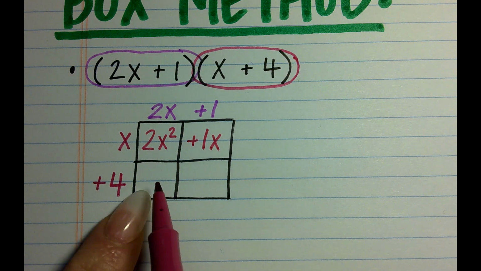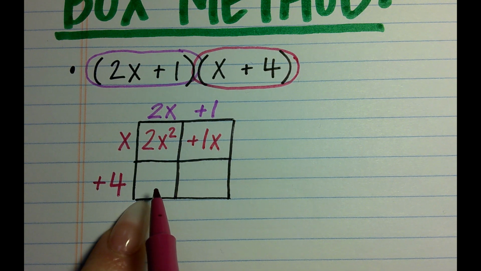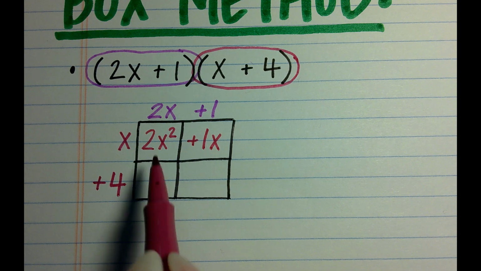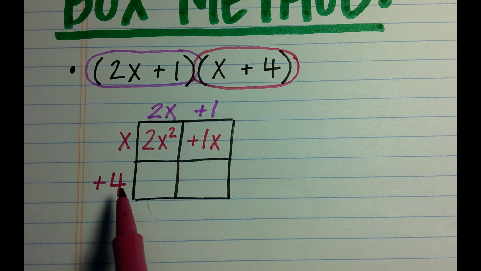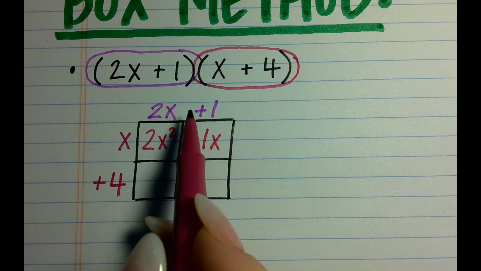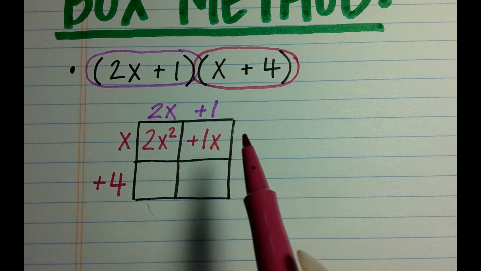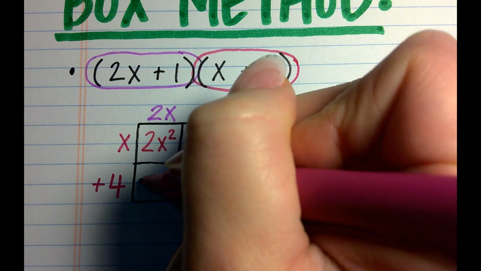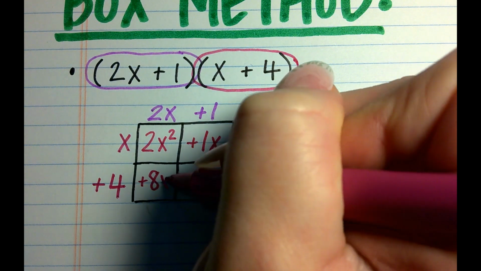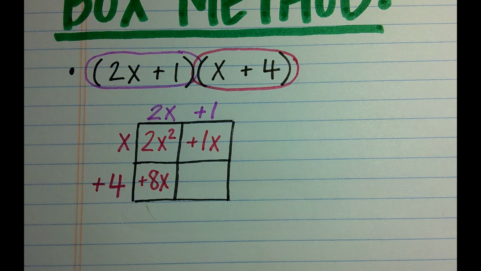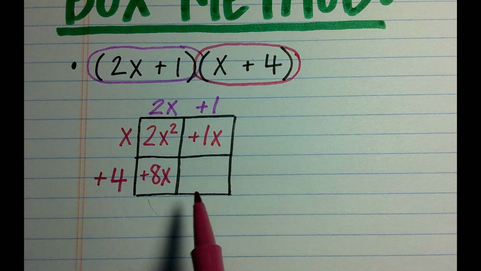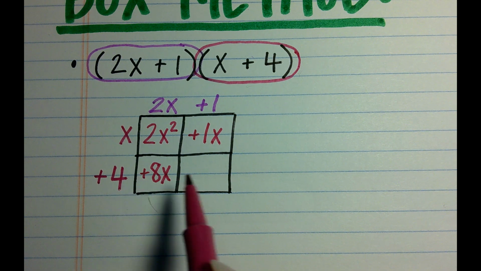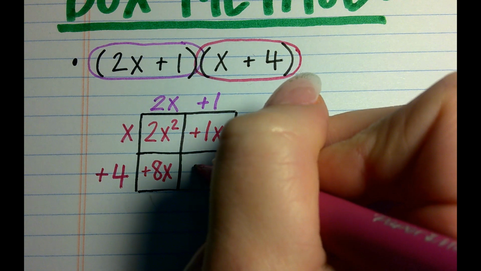Then I'm going to go to the box below this. What am I multiplying in this box? 2x with 4. 2x times 4 gives us what? 8x. Good. Plus 8x. And what am I multiplying in my final box? 1 with 4. 1 times 4 is what? 4.